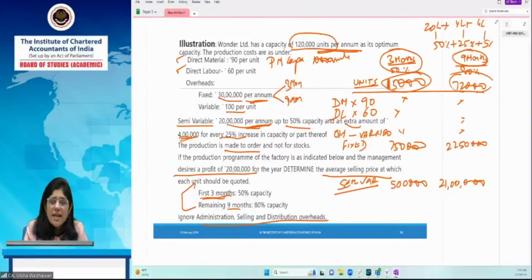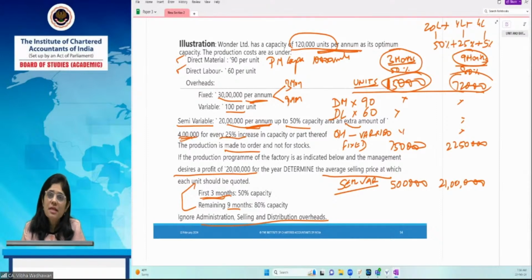Now coming to fixed. So 30 lakh per annum. So per annum means make it for 3 months and 9 months separately. Clear? Total is 30 lakh, but for the first 3 months, it's not as per the capacity, because we are making it 2 categories wise. First 3 and the balance 9. So for the first 3 months, the fixed overhead will be 7,50,000. And for the balance 9 months, it will be 22,50,000. So these are the fixed overheads.